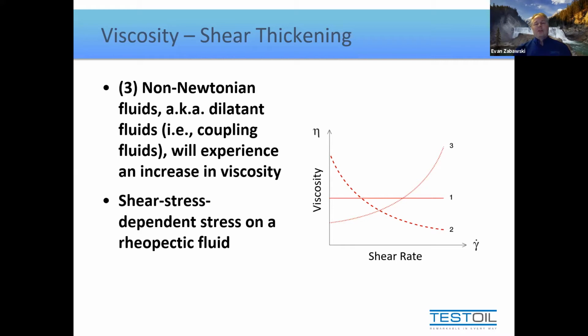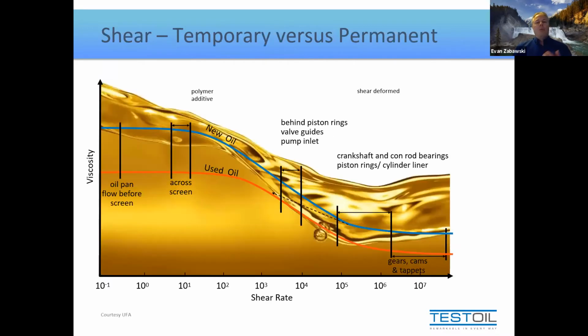Now, going through all this information, why do I mention it? It's because going back to curve number two, going back to what we called multigrades, why do we care? Why do we care if it's shear thins? Well, taking a look at this graphic here, you've got a blue line and an orange line. The blue line is new oil. The orange line is used oil. Let's look at the blue line first.